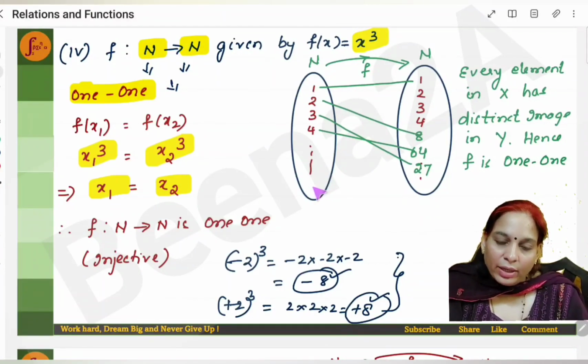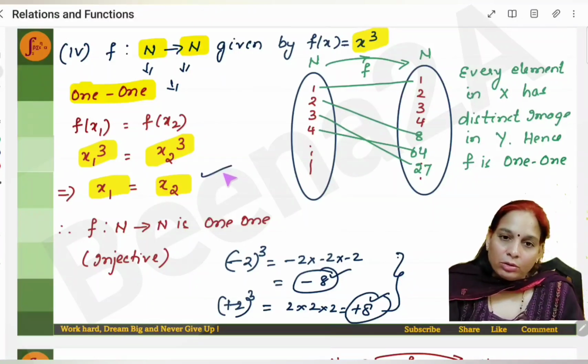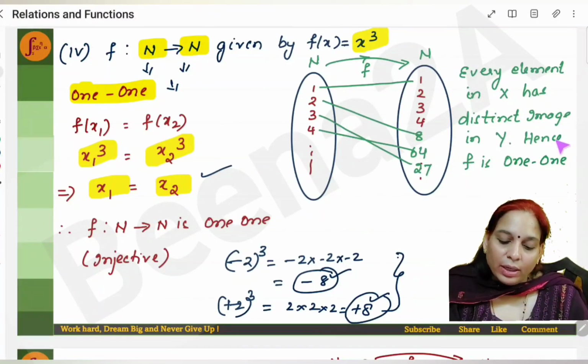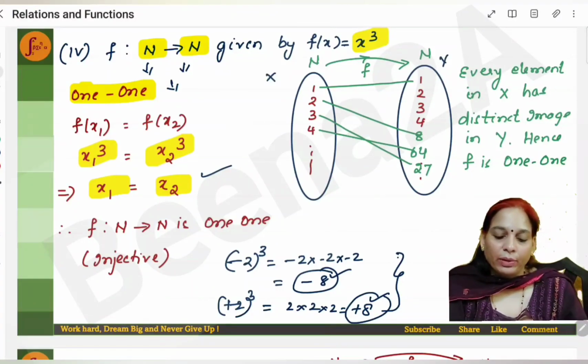So even if I take any positive number, I'll have distinct images, right? There is no way that I will get the same image for two numbers here. It will always be different. Therefore, this is 1 to 1. Using an example also, I can say it's 1 to 1. So I can say every element in set X has a distinct image in set Y. Hence, F is 1-1, right? If I take this as set X and set Y.